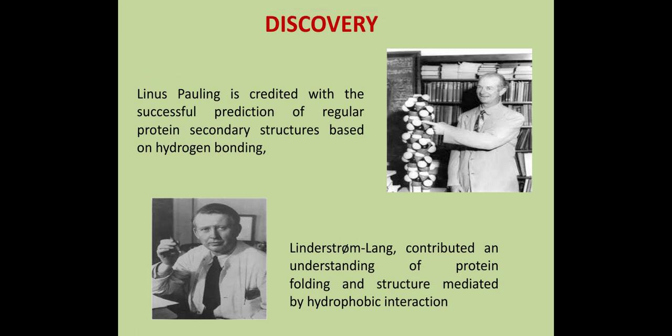Linus Pauling proposed the alpha helix model of the polypeptide chain. This is the secondary structure of a protein. While Linderstrøm-Lang played an important role in understanding the basic structural levels of organization of protein. The various structural levels of proteins are primary, secondary, tertiary, and quaternary.